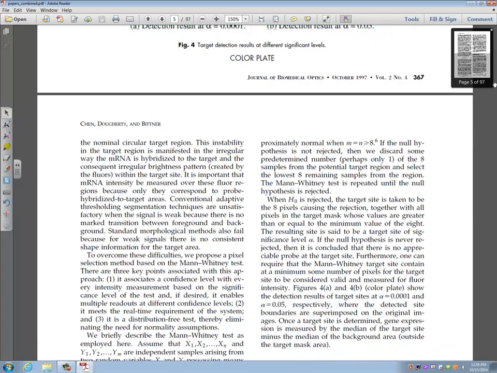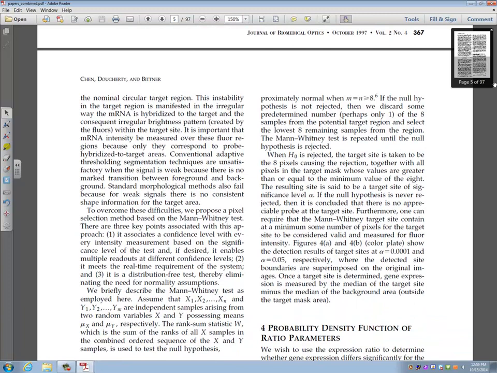This instability in the target region is manifested in the irregular way the mRNA is hybridized to the target and the consequent irregular brightness pattern created within the target site. It is important that mRNA intensity be measured over these floor regions because only they correspond to probe hybridized to target. You're interested only in capturing the information coming from the RNA. To overcome these difficulties, he's giving reasons why standard morphological methods will fail, or conventional adaptive thresholding also will not work.